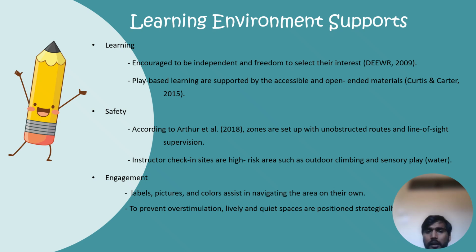There are certain environments that support learning, safety, and engagement. For learning, children are encouraged to be independent, with freedom to select their own interests. Play-based learning is supported by accessible and open-ended materials. For safety, zones are set up with unobstructed routes and line of sight supervision. Instructors check in at high-risk areas such as outdoor climbing and sensory play. For engagement, labels, pictures, and colors assist children in navigating the area on their own. To prevent overstimulation, lively and quiet spaces are positioned strategically.